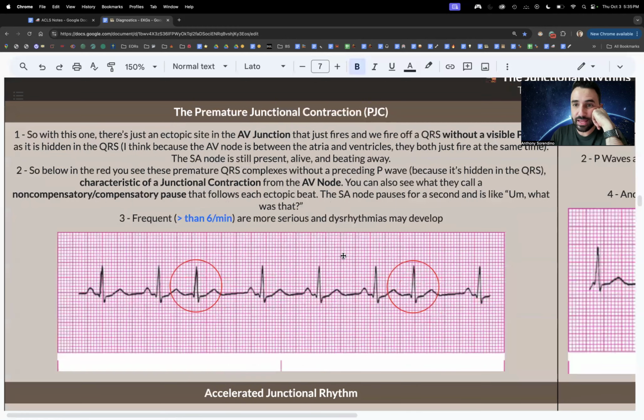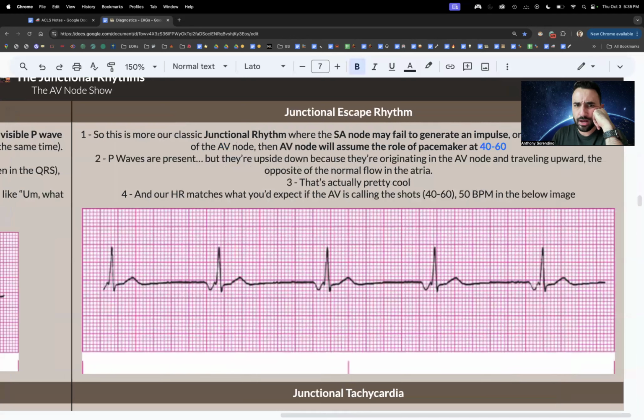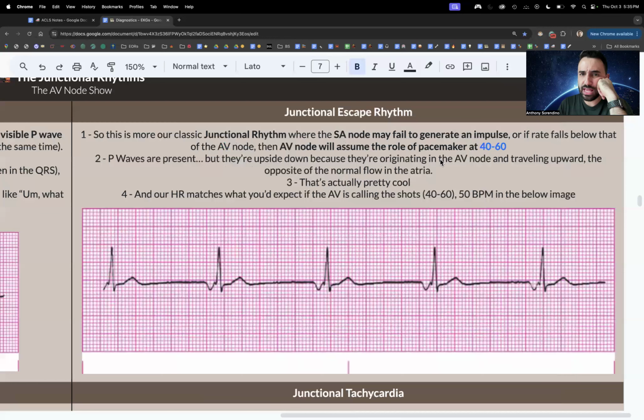All right, PJCs, if they keep happening, or if you have a situation where the SA node fails to generate an impulse, so the SA node is completely knocked out, so we cannot conduct the heart between 60 and 100 anymore, the AV node takes over, and the AV node is like, all right, that's fine. I can still keep us at 40 to 60, nothing quite life-threatening yet. And what happens in this case is that the AV node is firing up towards the P wave. And because that electricity is traveling backwards, where normally it would go from SA node to AV node to Purkinje fibers, it's going from AV node upwards toward the atria. And if the electricity is traveling backwards, the P wave is going to register below the isoelectric line. So that's why you have these upside down P waves here.